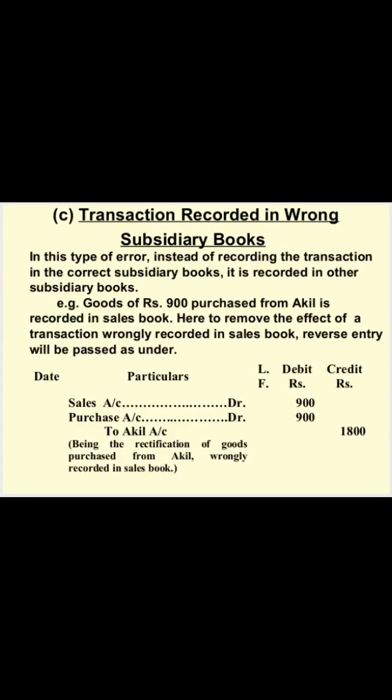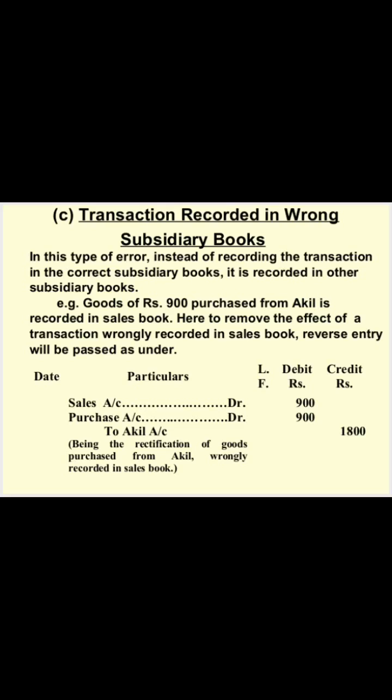The third error of commission is the transaction recorded in wrong subsidiary book. As we can see in the example, goods of rupees 900 purchased from Akhil is recorded in sales book. Here we have to remove the effect of this transaction as we have credited the sales book. So to reverse that, we have to debit the sales book, and as purchase has been done from Akhil, so purchase account has to be debited and Akhil account has to be credited by the double amount.